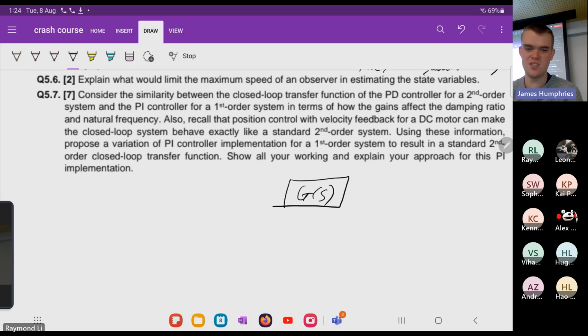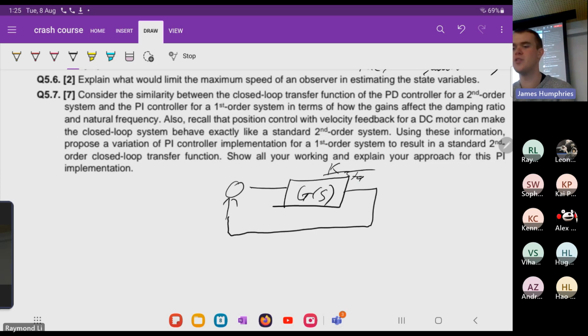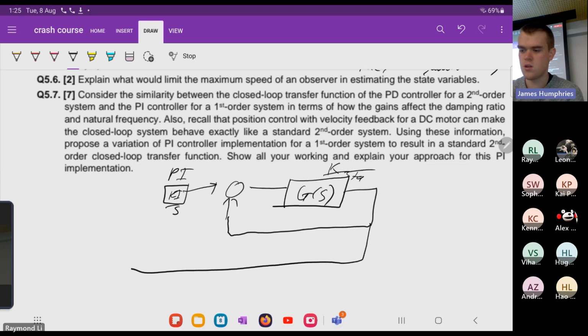We have a G of S, right? And the most important thing here is this is going to be in the form of K on S plus A, because we're told it's a first order system. Okay, and then we have this, which we can say is our PI, which is going to be Ki on S.